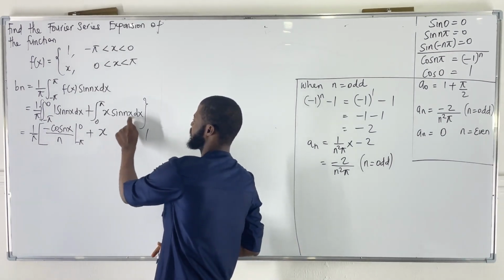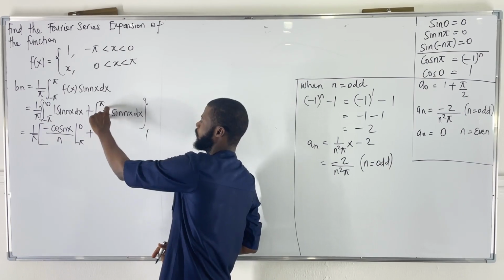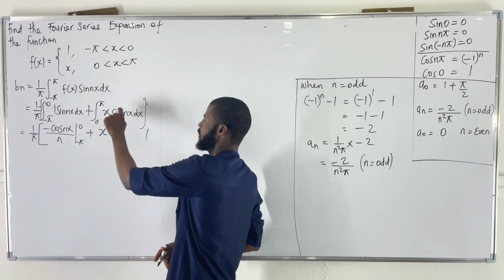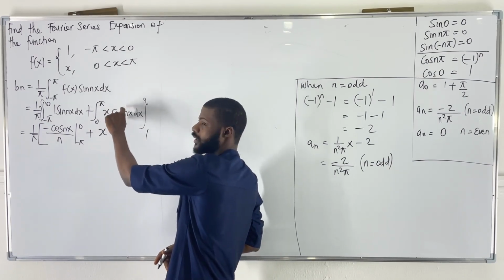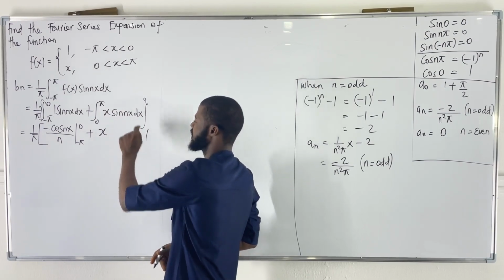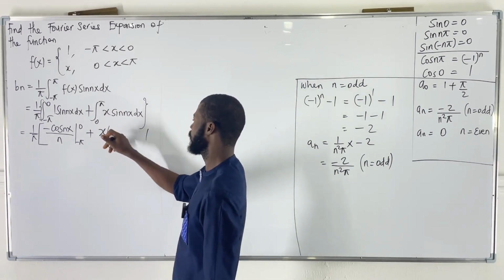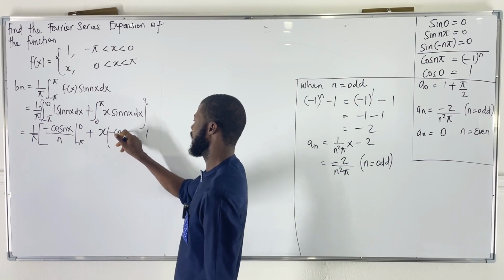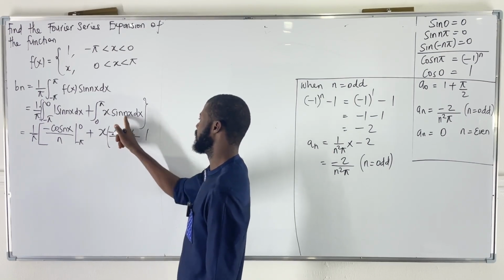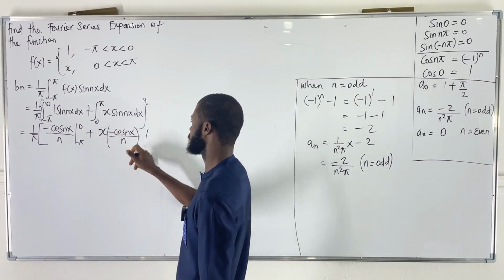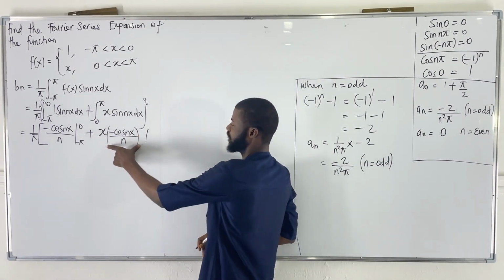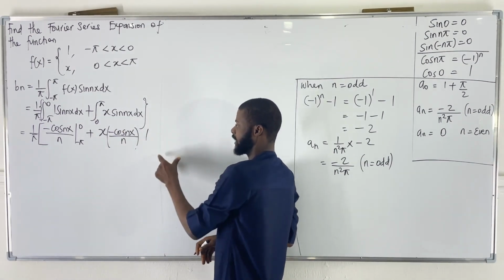But for the sine, let us now integrate sine. So we pick this x and differentiate x. Then for the sine nx, we integrate it. To integrate sine, we're going to get minus cos nx, then divide by the derivative of nx, that's n. Now every single thing in this bracket, you're going to integrate it again.